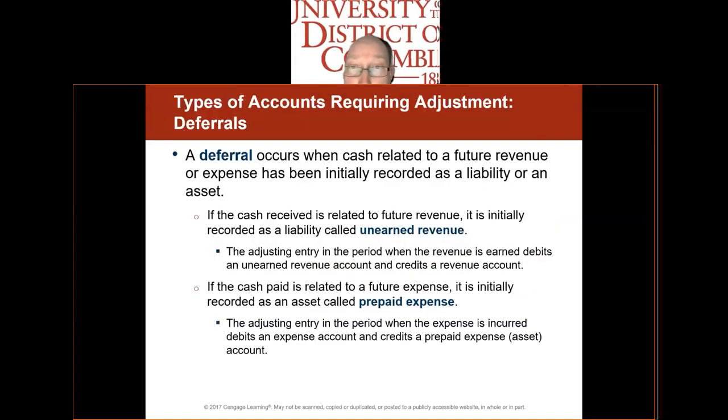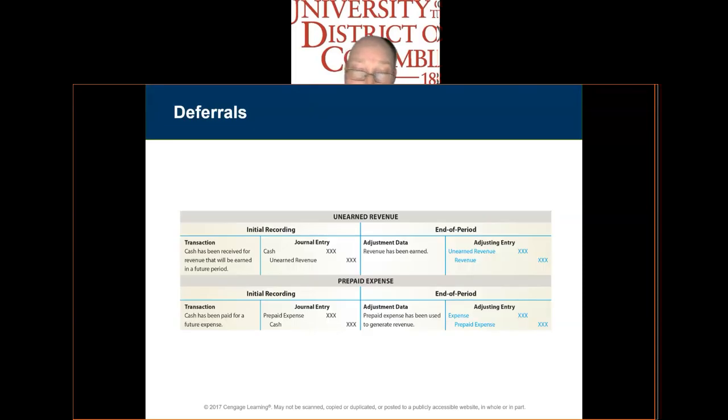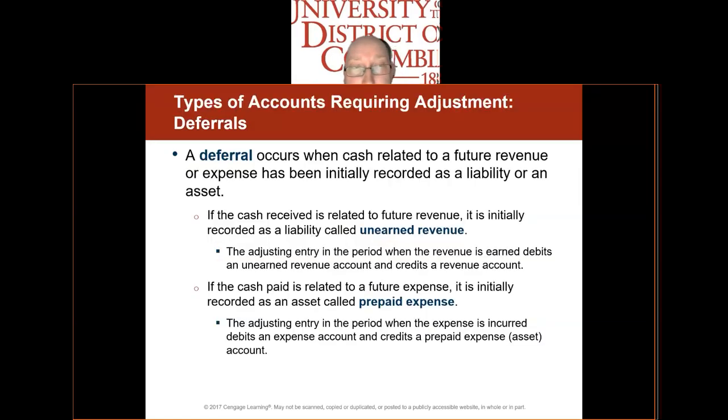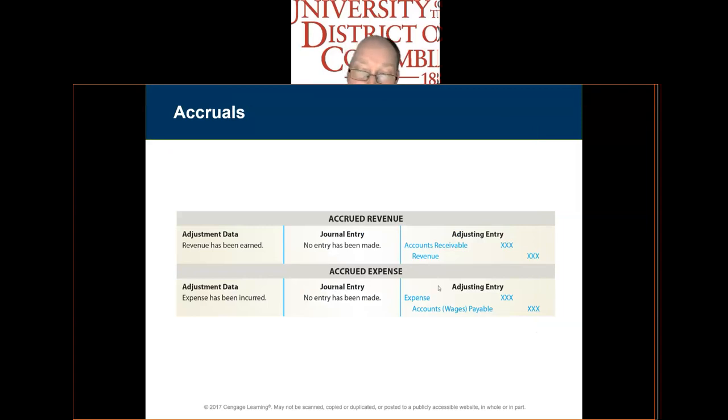And then here in a little bit, I'll show you how that looks. Ultimately, the way it works is that after I've made these entries, when I receive the cash eventually, I'll end up debiting cash and crediting accounts receivable to show that I received that payment. And the same is true for accounts payable. I would debit accounts payable and credit cash when I eventually pay that bill.